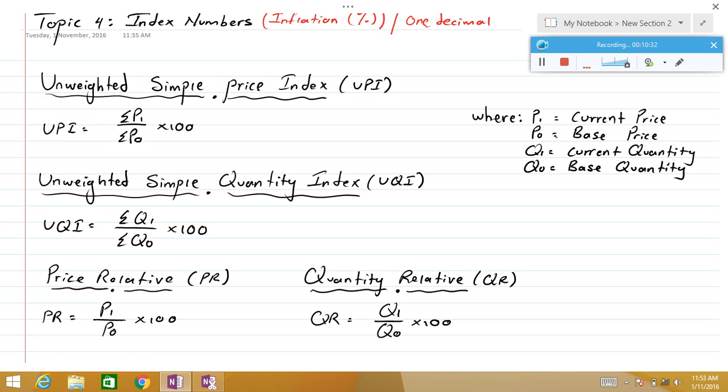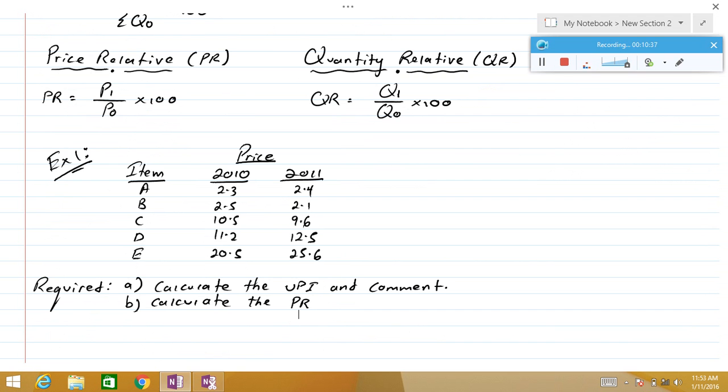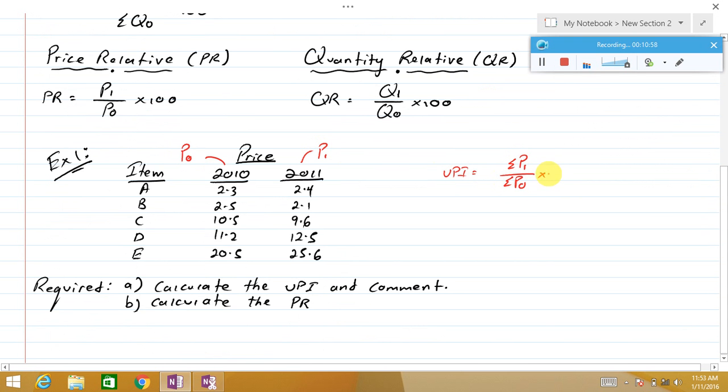So now, for 2010 and 2011, which one is your P0 and P1? This is your P0, this is your P1. Very good. Now, what is the formula of UPI? You have the total P1 over total P0 times 100. You have the total there, so you have to be very careful. The formula is almost similar, but one has the total and the other does not. So what do you do here? Very simple. For this formula, you total up both. How much do you get?